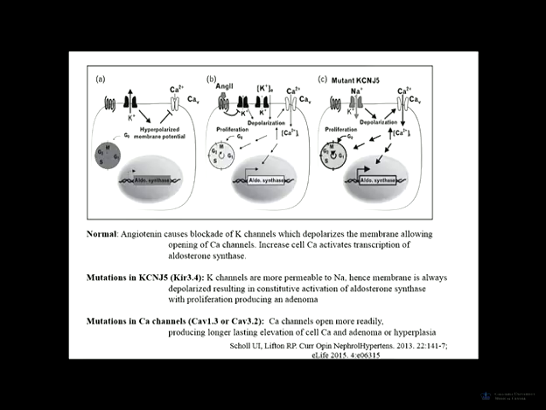So what happens? When angiotensin binds to this, it activates cyclic AMP, and then this blocks potassium channels. When you block the potassium channel, the membrane potential depolarizes. That opens calcium channels, and calcium channels control aldosterone synthesis. When calcium inside the cell goes up, it activates a transcription factor, which then controls the synthesis of the enzyme.